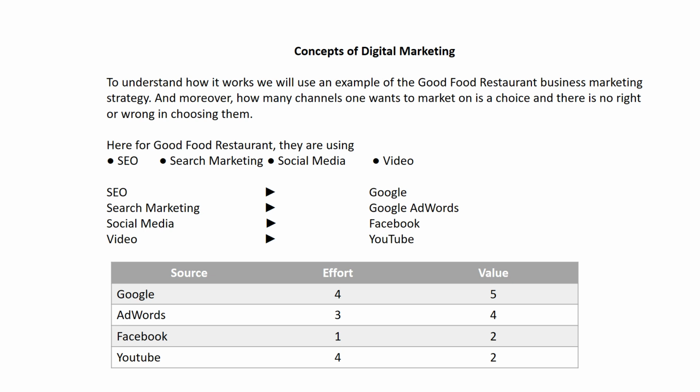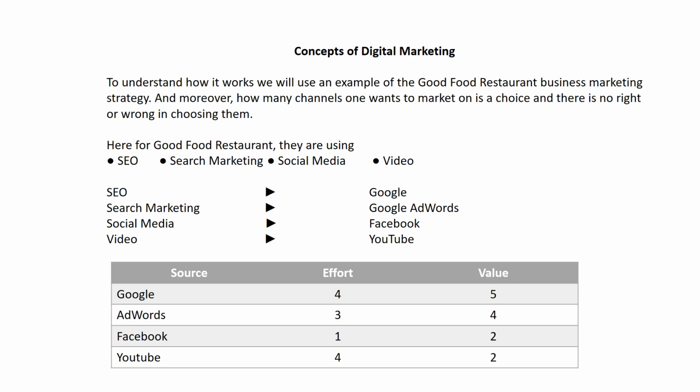So, let's look at 4 areas of our online marketing strategy example. 1. SEO, 2. Search marketing, 3. Social media, and finally, video. So the first thing we need to do is figure out what channel we are using for these areas. So for SEO, we are going to focus on Google. And for search marketing, we'll use Google AdWords. And with social media, I'm going to start with Facebook, and then for video, we'll use YouTube.